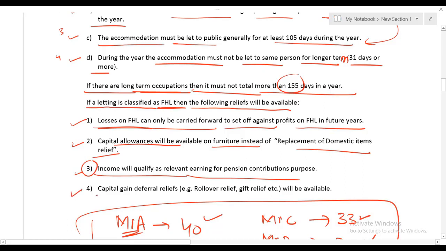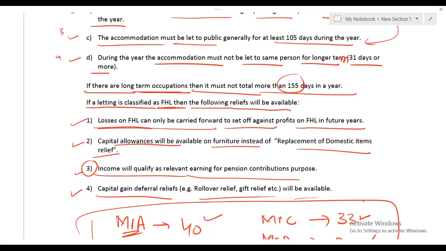Point number 4, capital gain deferral relief, for example, rollover relief, gift relief. So, actually, rollover relief and gift reliefs are only available when an individual gives a gift of a business asset to another individual. So, in case of furnished holiday letting, you will get gift relief, you will get rollover relief.